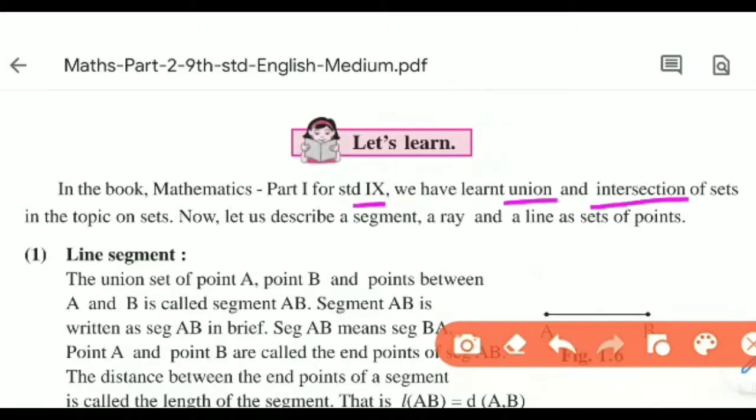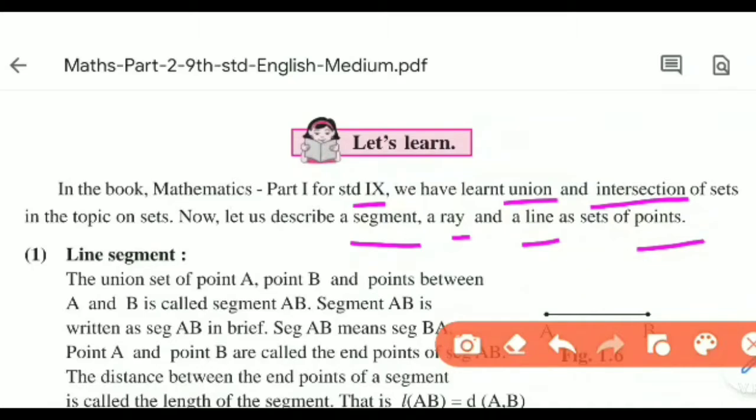I think in the first or second lecture of Mathematics Part 1, the algebra part, you saw the union of sets and the intersection of sets. Okay, so in this, now let us describe the segment, ray and line as a set of points. Now we are describing segment, ray and line as a set of points.